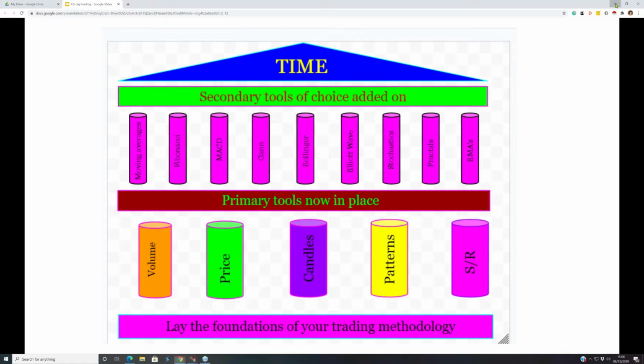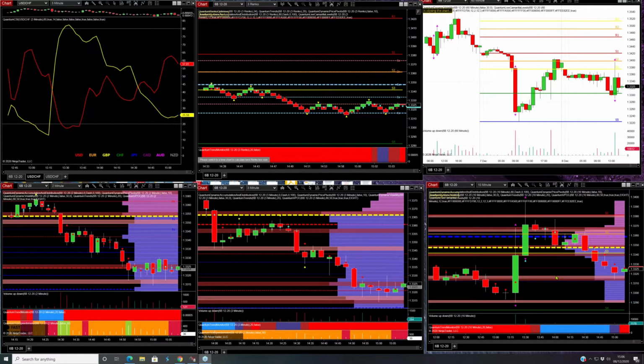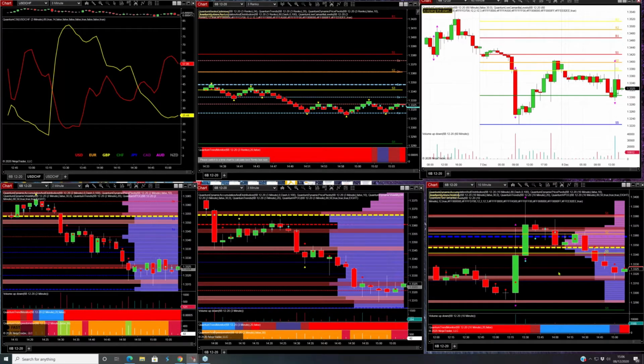I had the chart up earlier for the British pound. Today my NinjaTrader has caused me all sorts of problems. Normally it's rock solid, but this morning it's being a little bit temperamental.